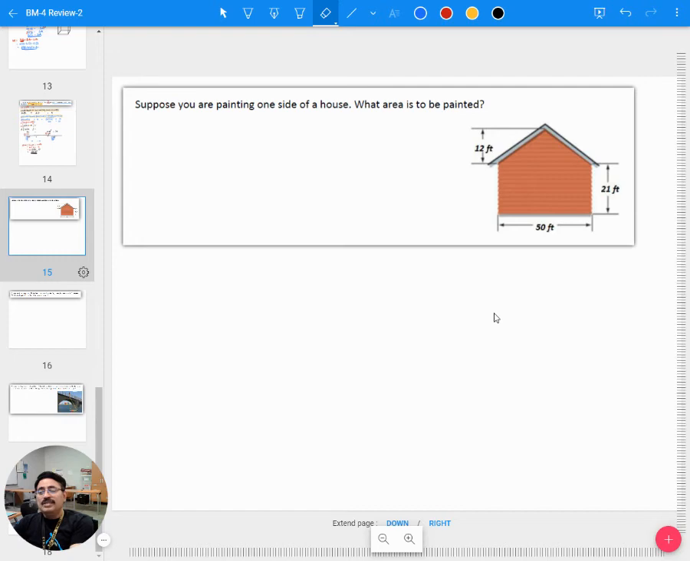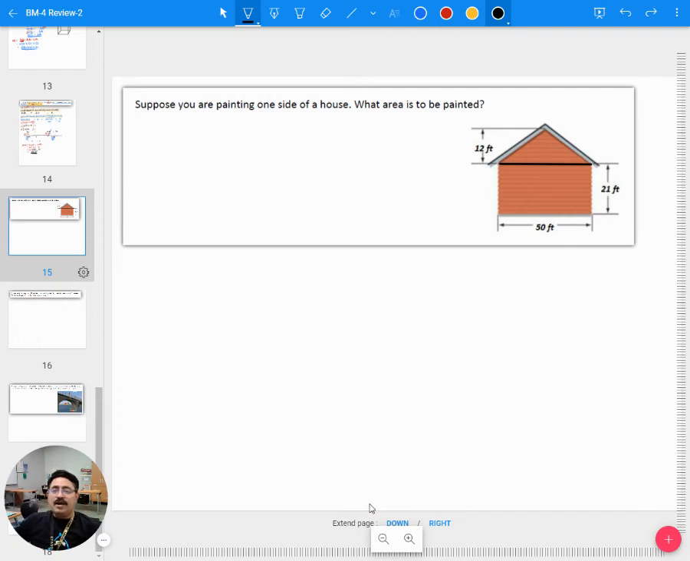Suppose you are painting one side of a house, what area is to be painted? I see that this one consists of 2 parts. One is a triangle. Do you see that? This is a triangle part, and the lower part is a rectangle. So if you find the area of the triangle and the area of the rectangle, these two together give you the total area. Simple, right? Any questions on this?